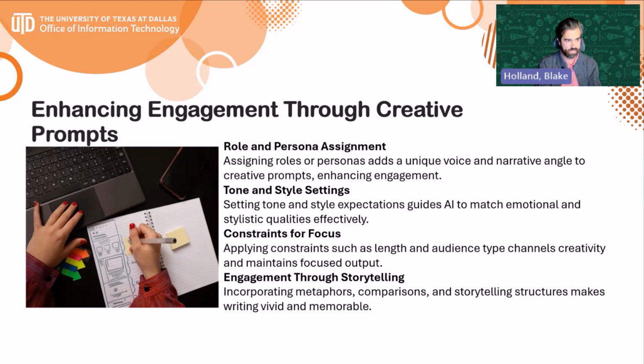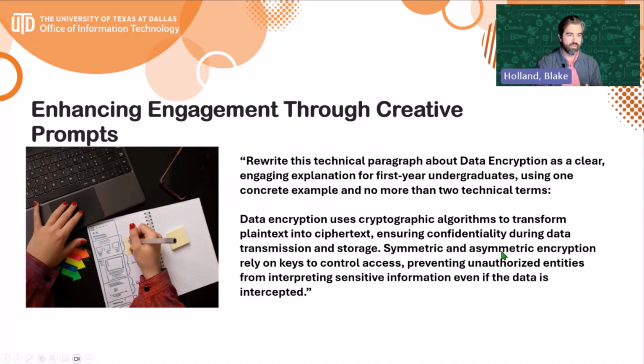So this is a great way to explain something to yourself or to someone else. It's a good way to reword something, like, we'll just get to the example. Rewrite this technical paragraph about data encryption. Data encryption is kind of a tough thing to wrap your head around if you're not familiar with how it works. So as a clear, engaging explanation for a first-year undergraduate using one concrete example and no more than 2 technical terms. You see right there, we got a whole bunch of context, we got a whole bunch of expectations, and the source is going to be the data that I give it in the text.